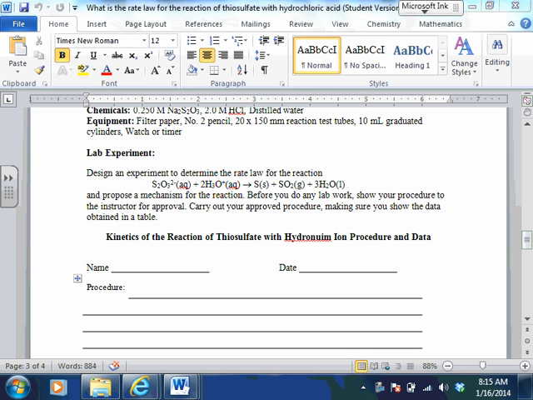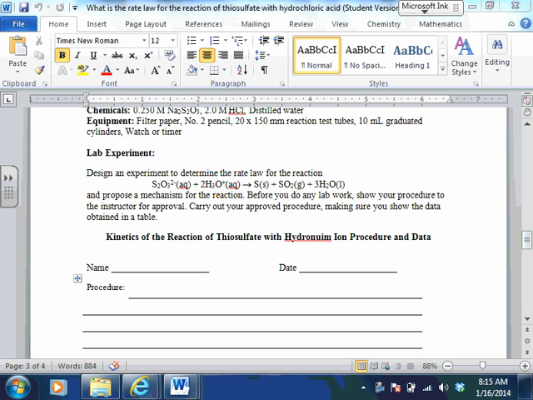So basically, the first thing I want to talk about is the first lab procedure that we did, where we were finding the rate law for the reaction of the thiosulfate with the hydrochloric acid. And a couple of things I want to talk about here. One, how to write it up exactly, just to make sure that you're okay on that. And then number 2, I want to talk about the mechanism a little bit.